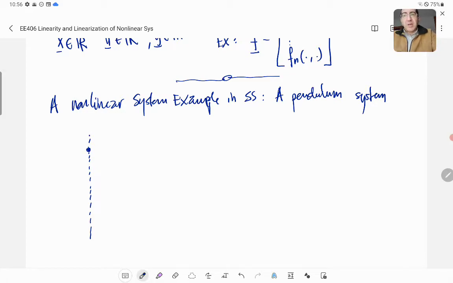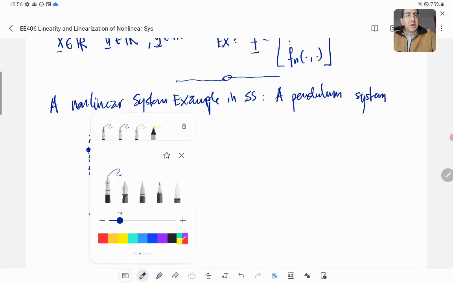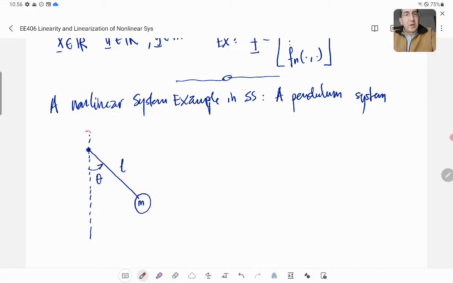So there is a hinge here. There is essentially a rod of length L on which a mass M is suspended. We define the angle of this with the vertical as theta. Okay, so here we have a motor torque. So a torque is applied here. Let's call this motor torque. So this system also has an input torque at the joint, okay?